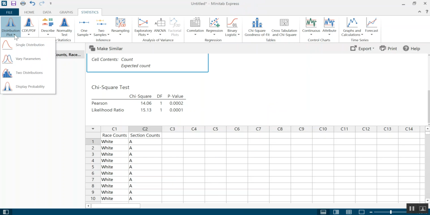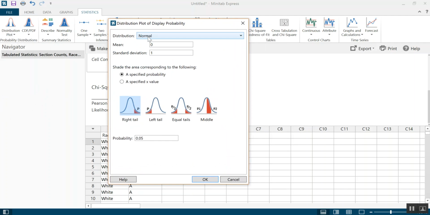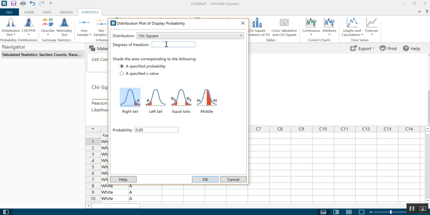If you go up to distribution plot and then go to display probability. Again, I'm at distribution plot, display probability. Woohoo! It gives you the option of, hey, you want to do a normal one, right? No, I'm doing a chi-squared, so I need the chi distribution. And then it immediately asks you for your degrees of freedom, which ours is 1.